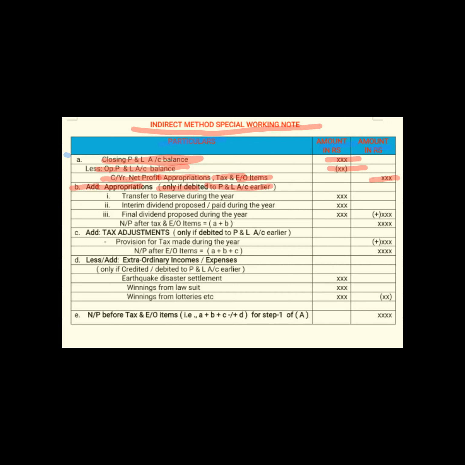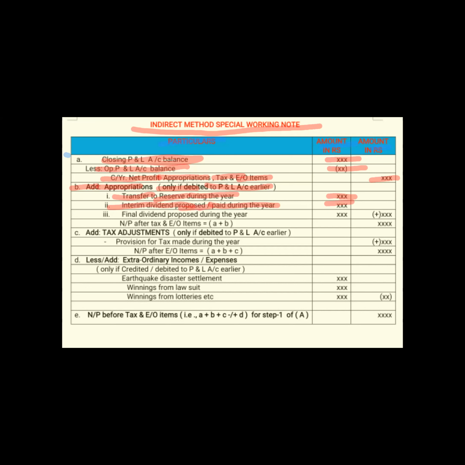These are appropriations. So transferred to reserve during the year, general reserve or any other reserve, if anything transferred, that we will add. In the question, they will give closing general reserve and opening general reserve. That difference we will take here. And interim dividend or proposed dividend paid during the year. Any dividend paid during the year. Okay, interim dividend proposed or paid.